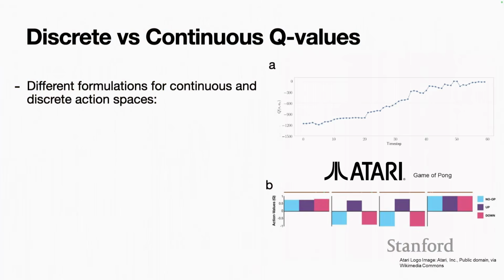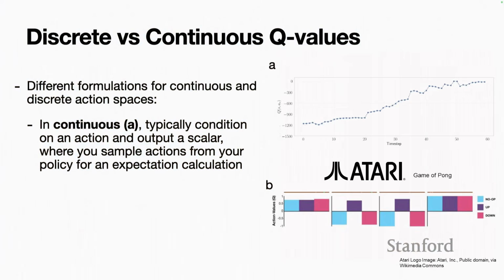For example, let's say that there are 5 actions, like in the grid world that we had: you can predict the Q value for up, down, left, right, and stay. Whereas for a continuous space, it would be really hard to enumerate all possible actions, so you generally take that as input instead. So in a continuous space, you typically condition on an action and output a scalar, and when you do an expectation calculation here, you typically sample actions from your policy in order to do so.